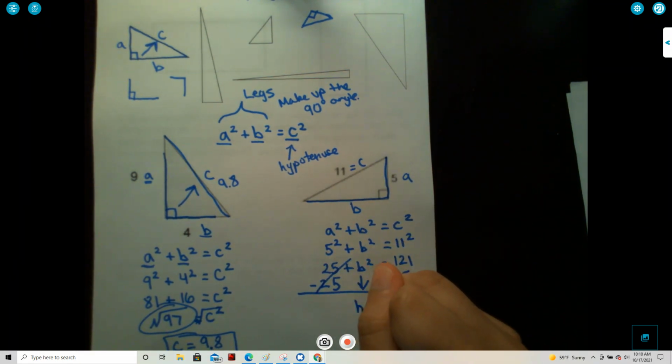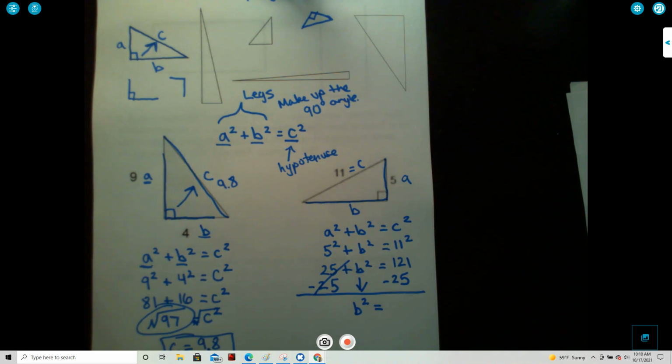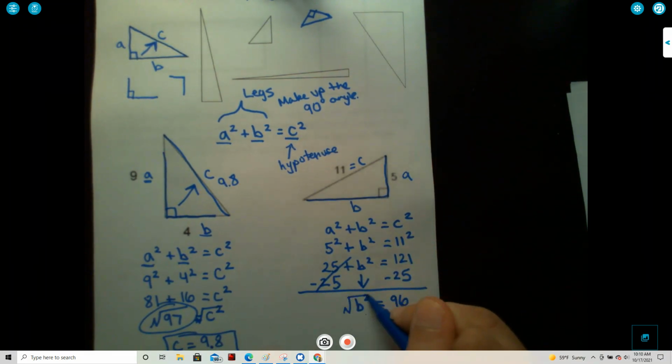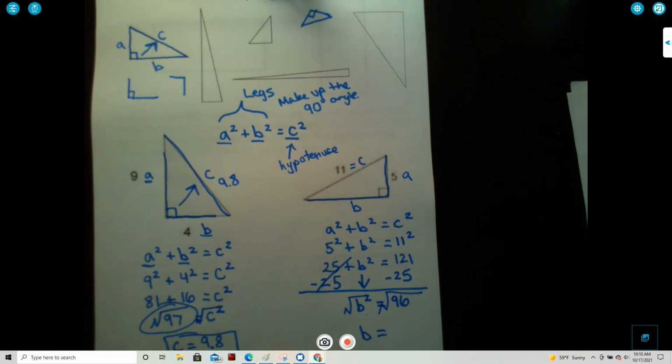And that cancels out. Bring down the b squared. So 121 minus 25 is equal to 96. Get b by itself. Take the root. So b equals whatever root 96 is, which is 9.8.